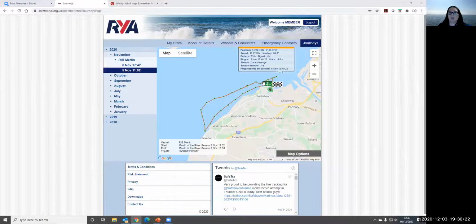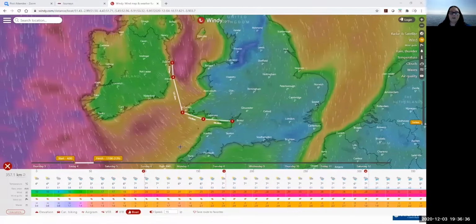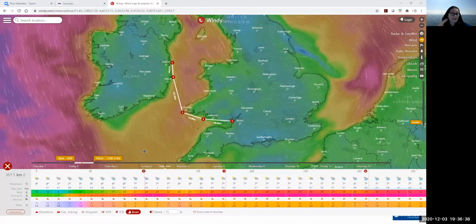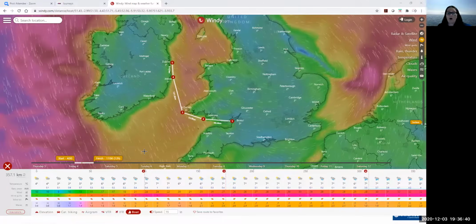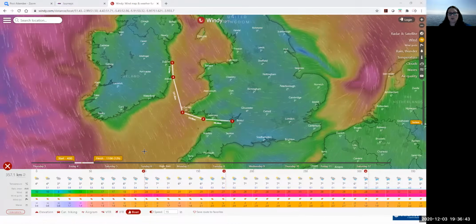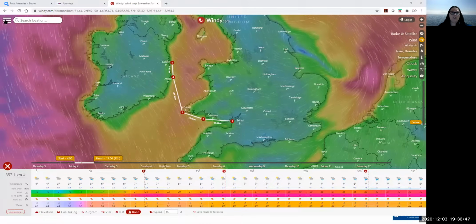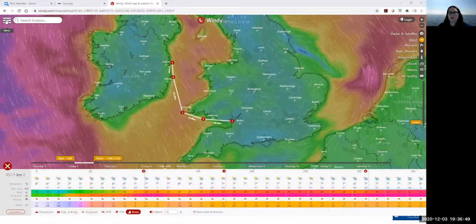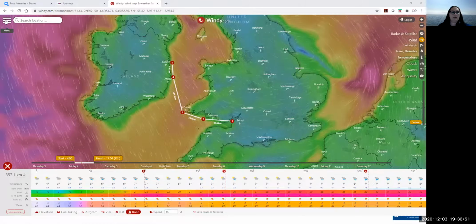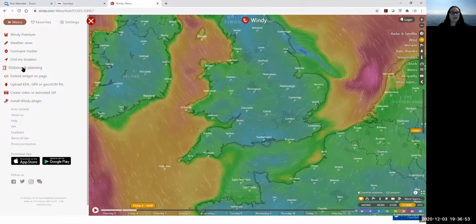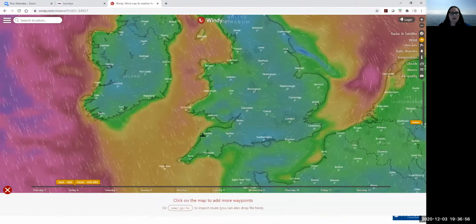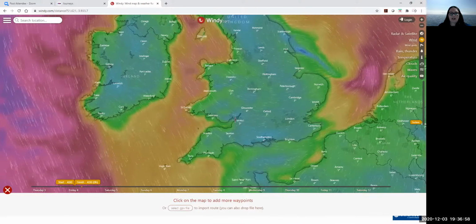So, bear with me. For those of you who use Windy, and I know we talked about it on our weather sessions, it also has a small route planning capability. You can all see Windy, right? Yep, fab, thank you. Okay, so under here, I actually get distance and planning. So I can go into distance and planning. I can click to add some waypoints.